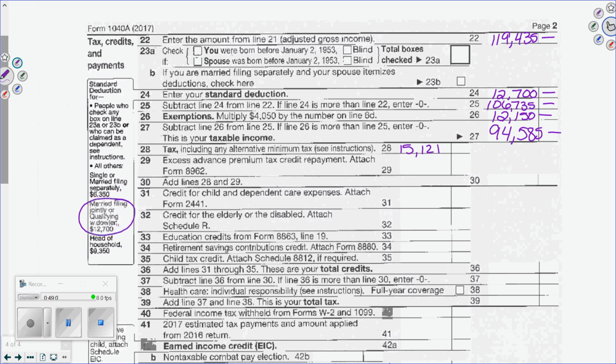So 29, excess advance premium tax credit repayment. Anybody know what that is? I don't either. All right, 30, add lines 28 and 29. Great, 15,121. Told you, there's some goofy things on here. If you look at the long form, there's a lot more goofy stuff on there. So don't get all up in arms over all that weird stuff. I don't know what half of it is, I'll be honest with you.